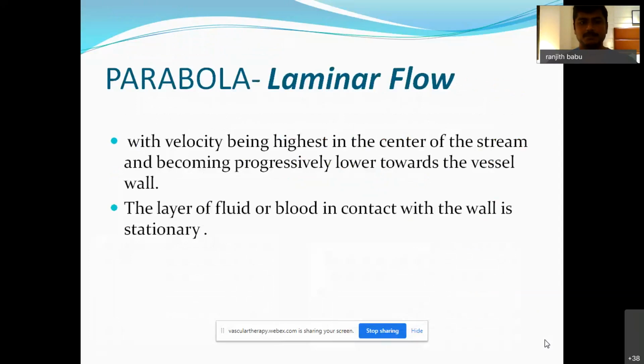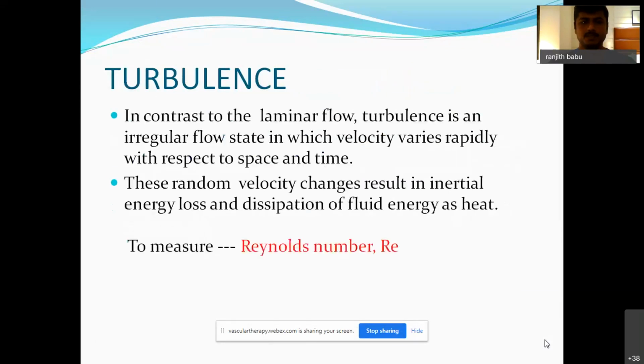With the velocity being highest in the center of the stream and becoming progressively lower towards the vessel wall. The layer of fluid or blood in contact with the wall is stationary. In contrast to laminar flow, turbulence is an irregular flow state in which the velocity varies rapidly with respect to space and time. The random velocity changes result in inertial energy loss and the dissipation of fluid energy as heat.